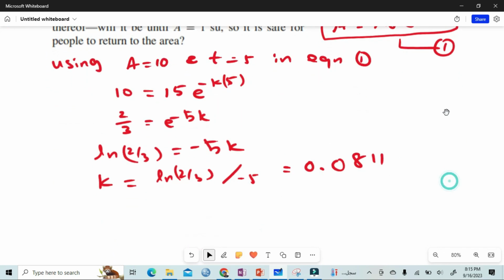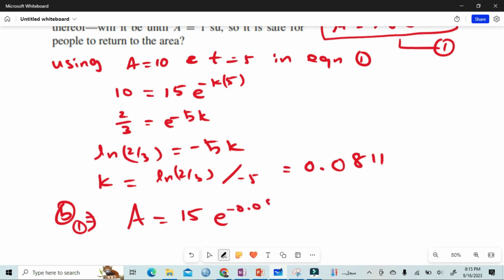Use equation number 1. And B becomes, the answer from equation number 1 gives A is equal to the initial amount 15 e power minus 0.0811, and the time T is 8 months here in B. So just type this one in your calculator, straight away you'll get 7.84 safe units in case number B.